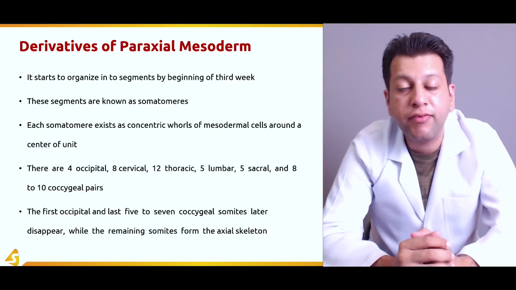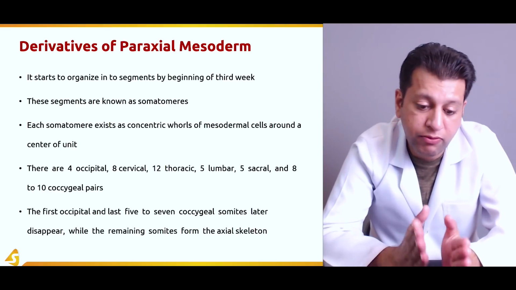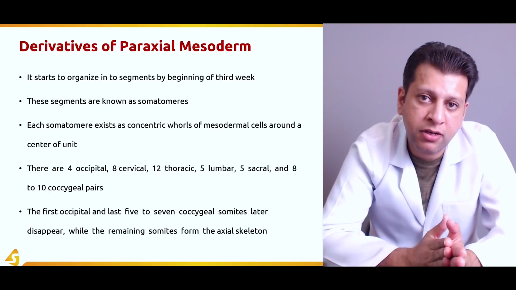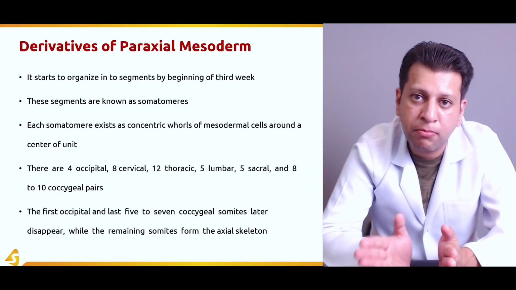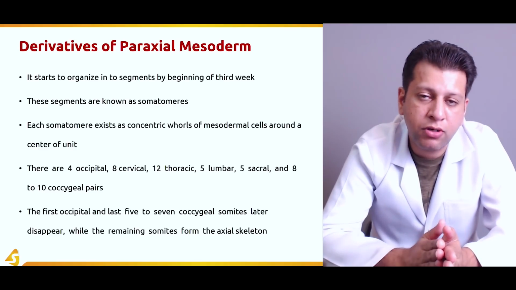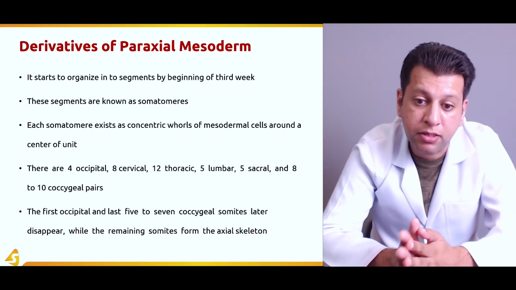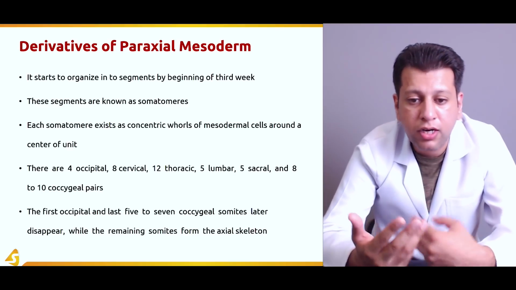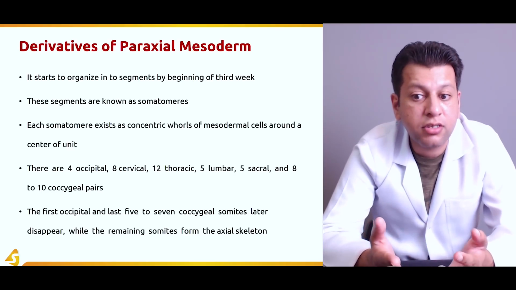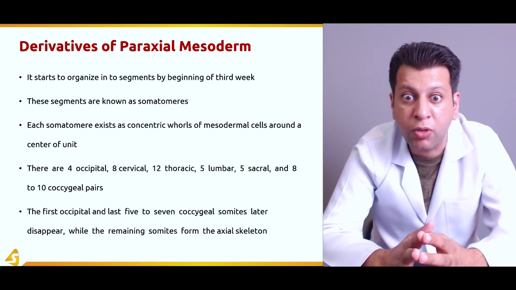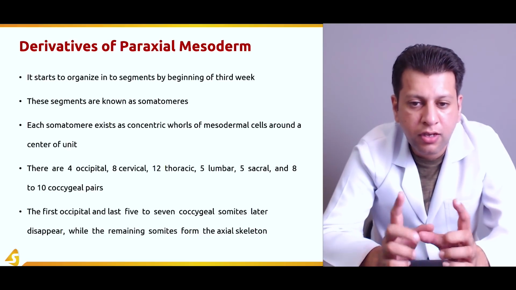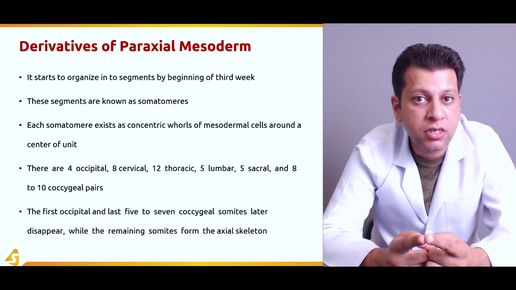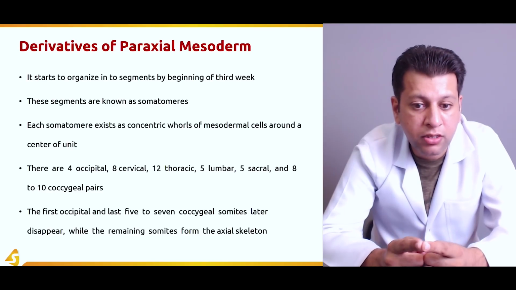So what are the derivatives of the paraxial mesoderm? Where was it? It was just adjacent to the axis, mainly the neural tube. Mesoderm lying just adjacent to the neural tube is termed the paraxial mesoderm. It starts to organize into segments by the beginning of the third week. These segments are known as somitomeres. Each segment of this paraxial mesoderm is known as a somitomere.